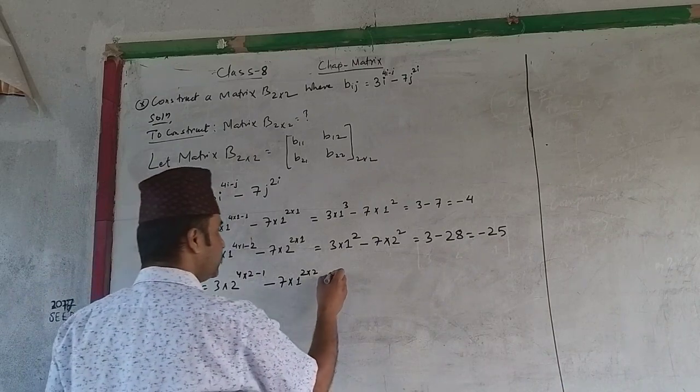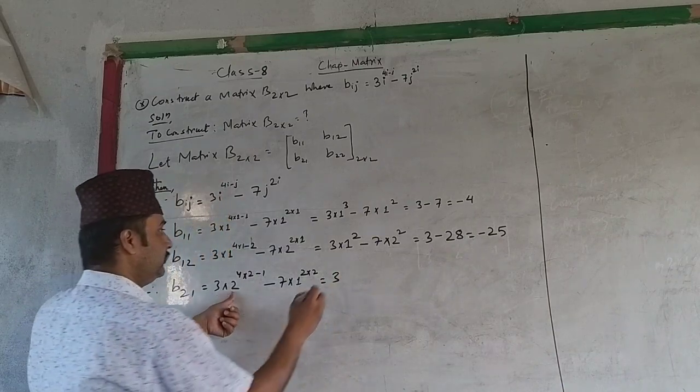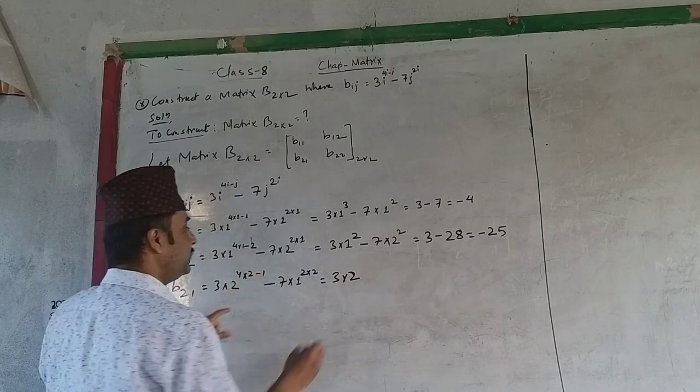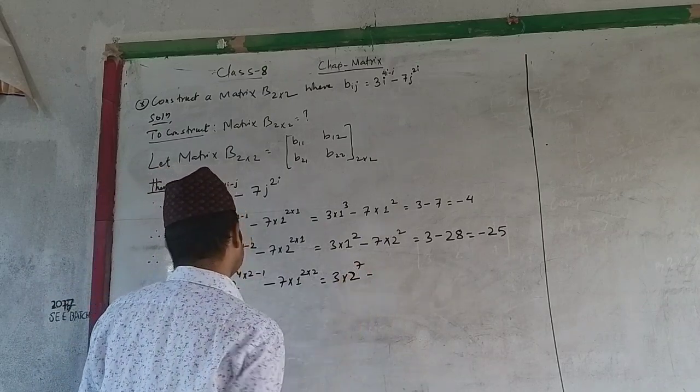Okay, go for next. 3 times it is 2, 4 to the 8 to the power 7 minus.